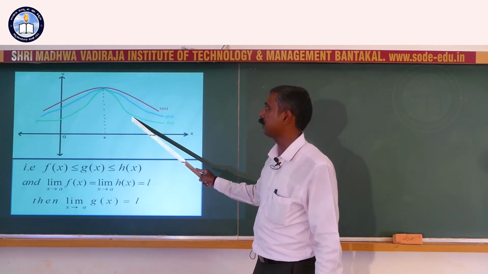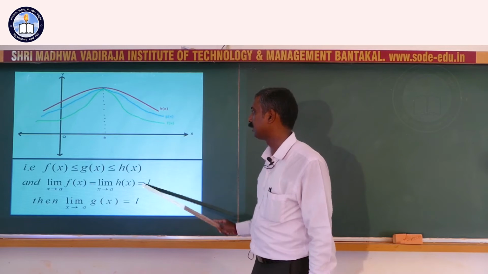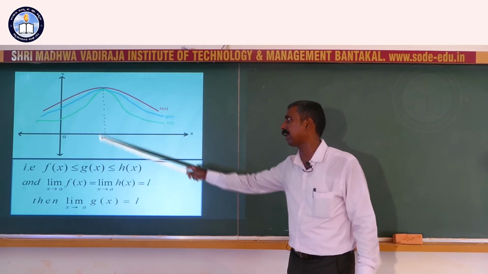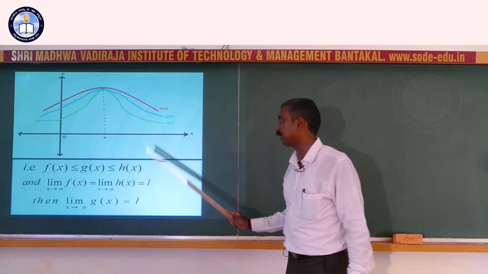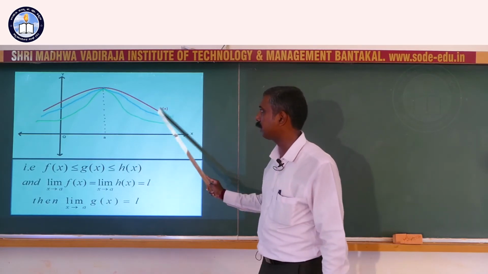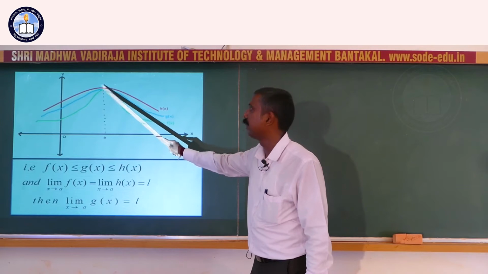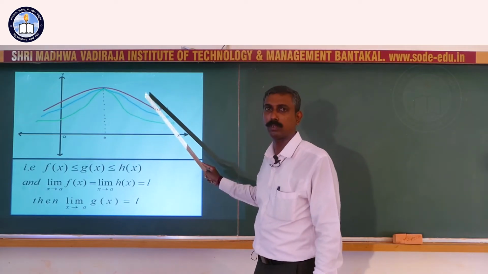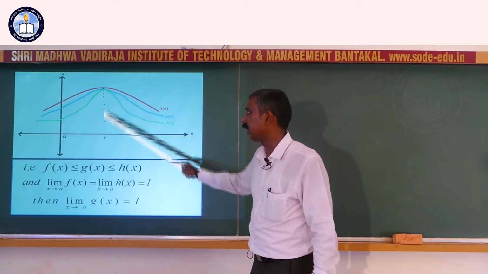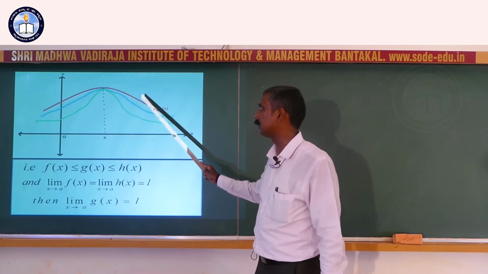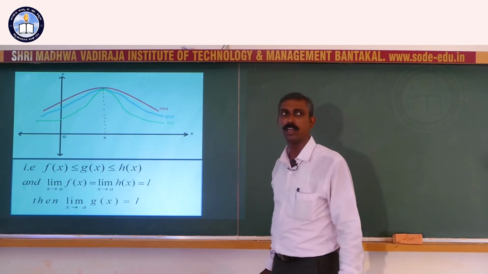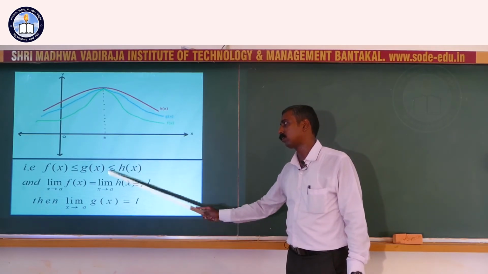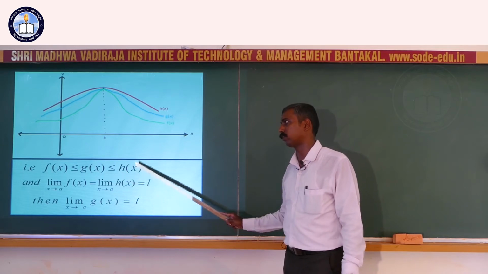So f has a limit at a, say L, and h has a limit at a, say L. That means the limits of f and h at a are the same, then g cannot bypass that. g will be passing through that same limit L at a, as g is sandwiched between f and h. So this is the final conclusion of that theorem.